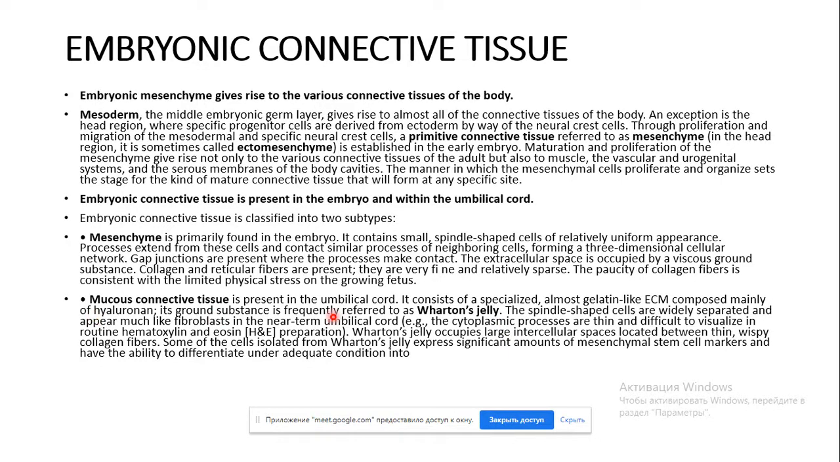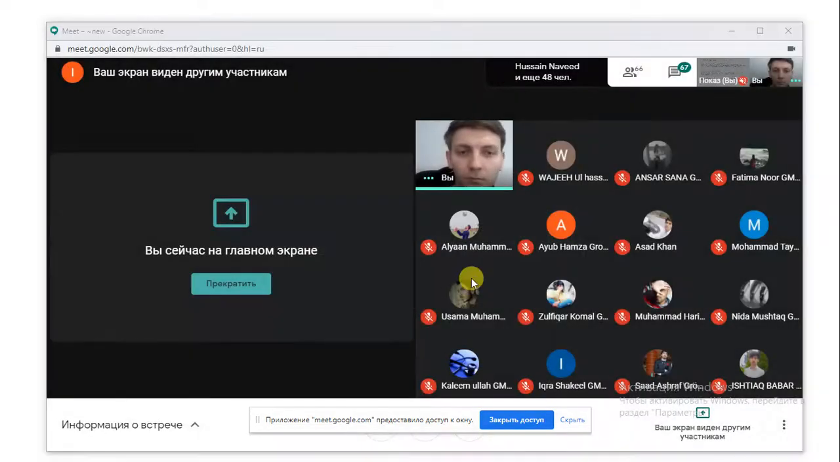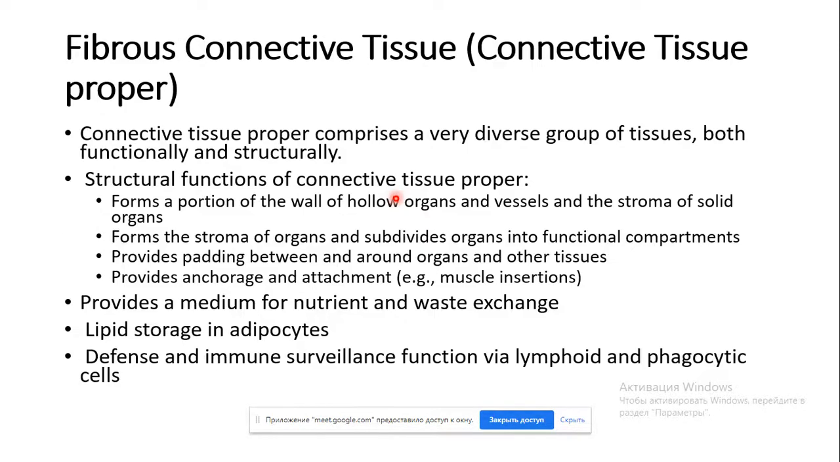So this is Wharton's jelly. Here I explain embryonic connective tissue, mesenchyme, mucous connective tissue. That's what I talked about. And in this Wharton's jelly there are stem cells which can be used later for synthesis of new organs. This lecture is available for you in Google Classroom, so you can read it.